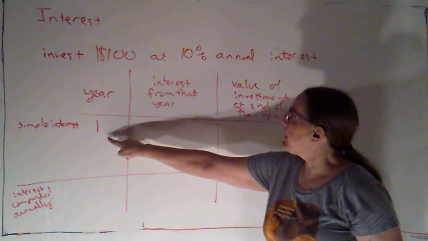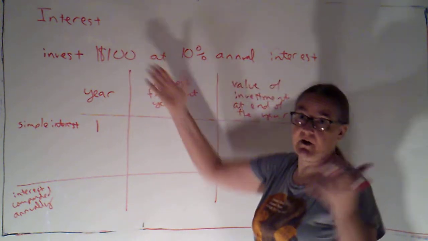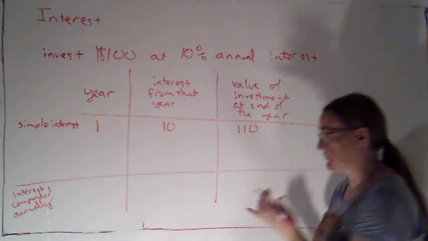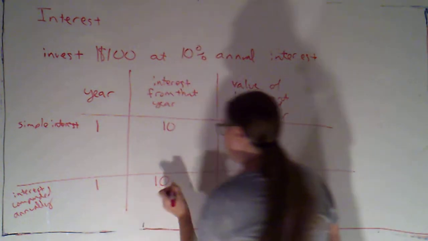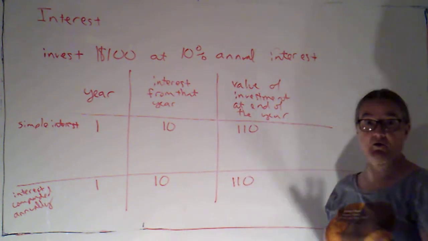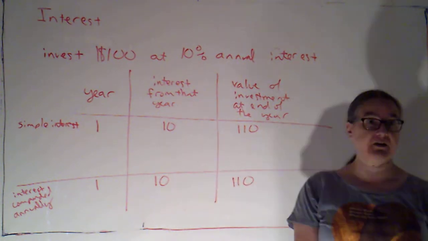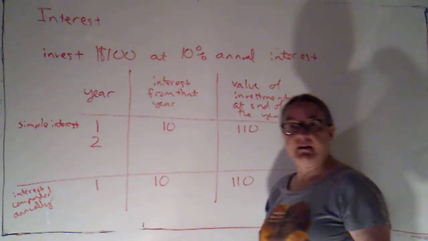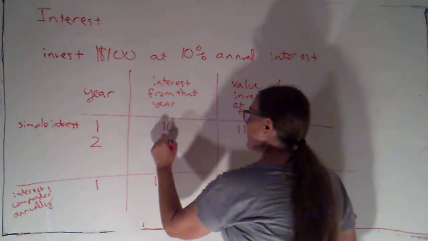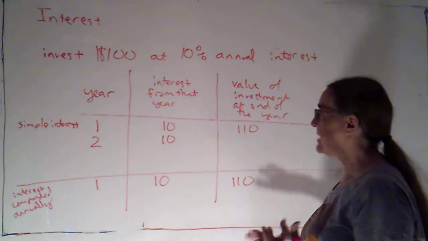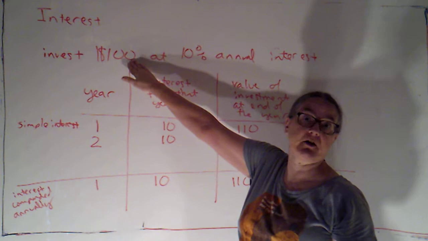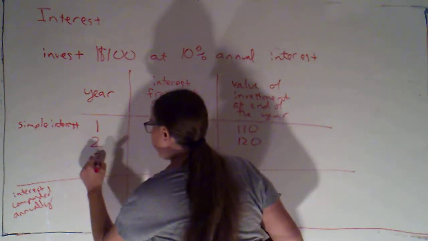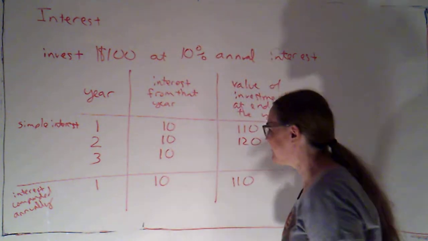Okay, so after 1 year, we would have earned 10% of $100. That's $10. And so we would have $110. Okay, now that's going to be the same for my first year, even if I'm compounding the interest, because this is the first time we're calculating the interest. Okay. With simple interest, at the end of the second year, I get another $10 in interest. Every year I'm getting 10% of my original investment of $100, so I now have $120.